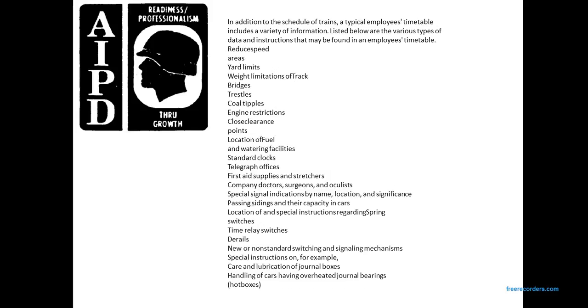In addition to the scheduled trains, typical employee timetables include various information listed below. The various types of data and instructions that may be found in the employee's timetables include: reduced speed areas, yard limits, weight limitations on tracks, bridges, trestles, coal tipples, engine restrictions, closed clearance points, location of fuel and watering facilities, standard clock, telegraph offices, first aid supplies and stretchers, doctor, surgeon, oculist, special signal indications, the name and location of significant passing sidings and their capacity in cars, special instructions regarding spring switches, time relay switches, non-standard switching signal mechanisms, and special instructions on, for example, the lubricating of journal boxes and the handling of cars having overheated journal bearings and hot boxes.